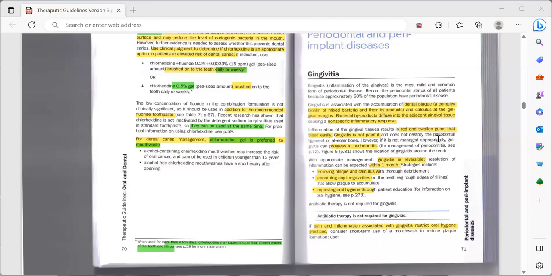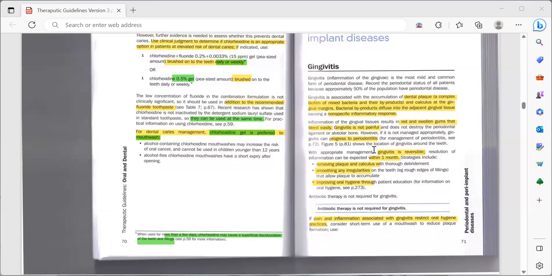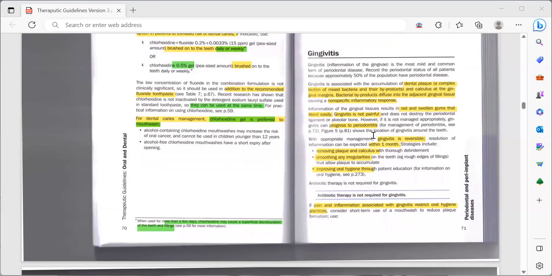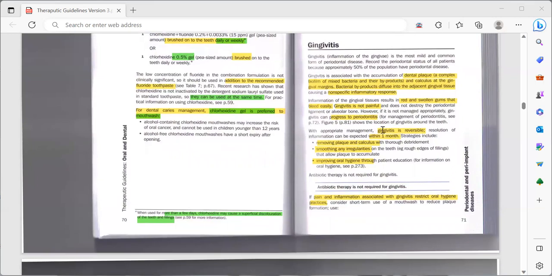And it does not destroy the periodontal ligament or alveolar bone. As we all know, if there is a destruction of the periodontal ligament or the bone, then it would change into periodontitis. However, if it is not managed appropriately, gingivitis can progress to periodontitis. And we will look at the diagram where they have shown the location of the gingivitis. With appropriate management, gingivitis is reversible.